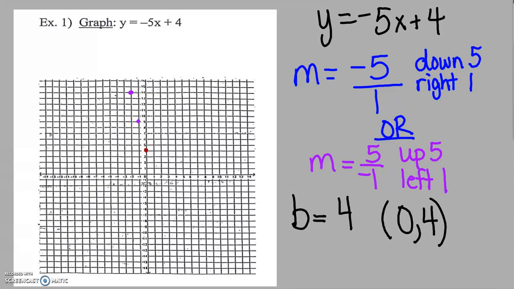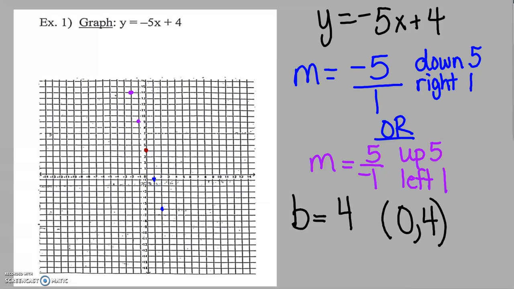So now I'm going to go back to my y-intercept, but I'm going to get points in the other direction this time. So I'm going to start at my y-intercept, and I'm going to go down 5, right 1. Down 5 and right 1. Now, notice it didn't matter if I went to the left or to the right. All of the points still fell in the same line.